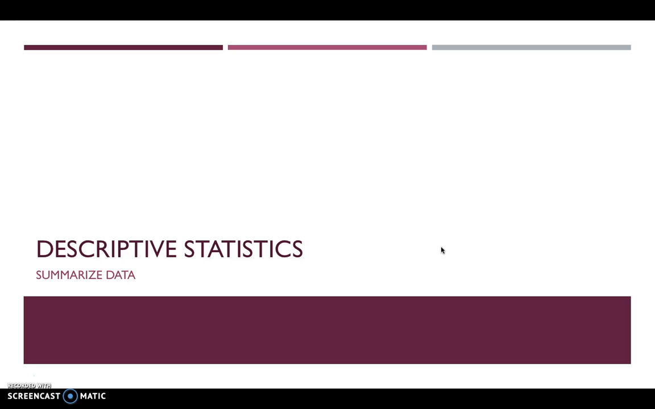Descriptive statistics, try to say that 10 times fast, is an analysis or summarization of the data. It gives you overall means of the data. And usually what you'll do is calculate descriptive statistics for each item that you record scores for, and then later on after that you'll look at inferential statistics, which get more into depth.